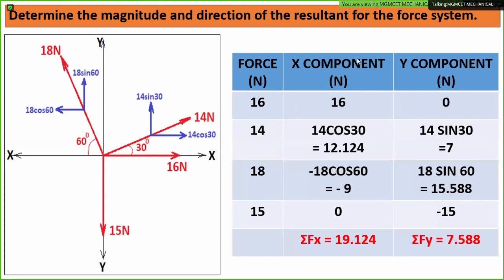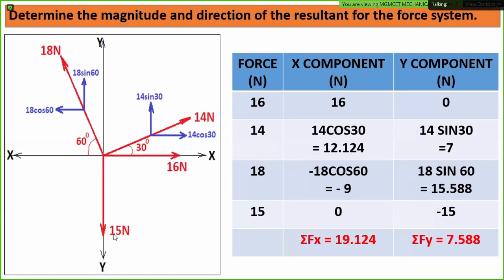Now concentrate more on the x component. The 16 Newton force is acting towards the right, and it is acting along the x-axis. So definitely the force itself will be the x component. So the 16 Newton force is a horizontal force, so its x component remains the force itself, and its y component will be 0. Do the same thing for the 15 Newton force, the last one. The 15 Newton force is a vertical force. So its vertical or y component will be the force itself, 15 Newton, but its x component will be 0.